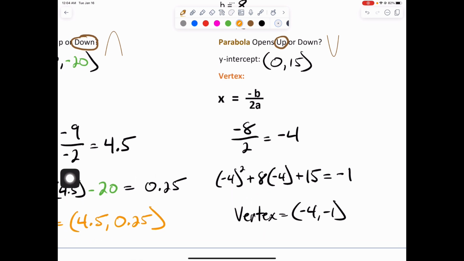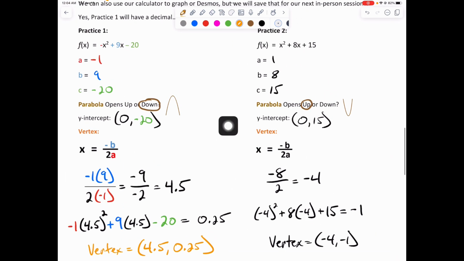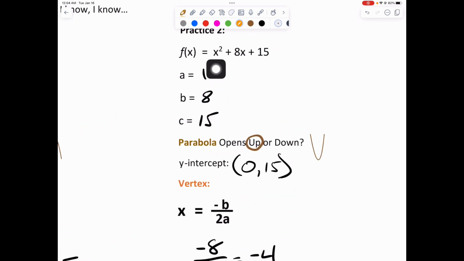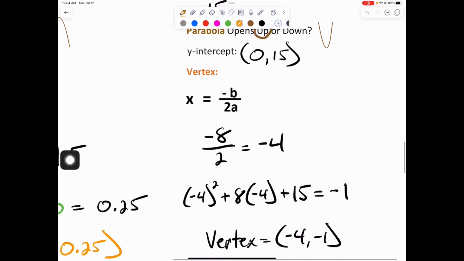Going to practice 2, we were given x squared plus 8x plus 15. Our a equals 1, that imaginary 1 in front of x. Our b is the coefficient of x, which is 8. Your c is your constant, plus 15, or just 15. Now our parabola opens up, because our a value is positive. The y-intercept is (0, 15). Excellent work again, guys.